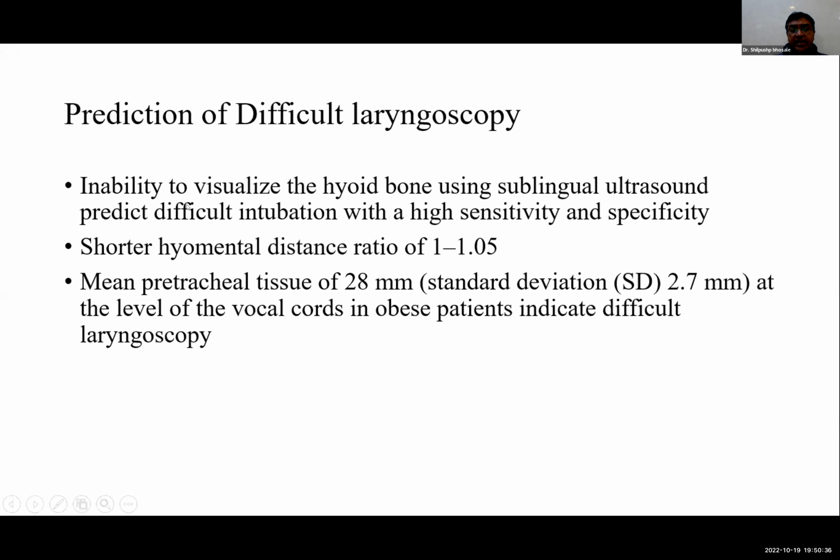There are certain things: if you are not able to visualize the hyoid bone with the sublingual ultrasound, it would predict difficult intubation. If the hyomental distance does not change from neutral position to extension, you are probably looking at a difficult intubation. Or at the trachea, if the pretracheal distance or tissue is more than 2.8 centimeters, then you are probably looking at a difficult laryngoscopy. So there is some evidence to suggest that the increase in the pretracheal tissue is a predictor of difficult laryngoscopy.